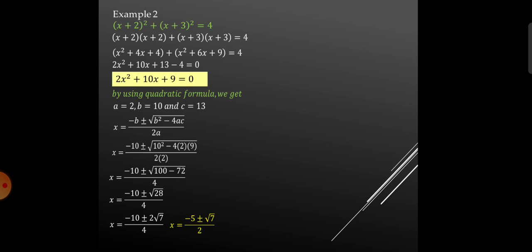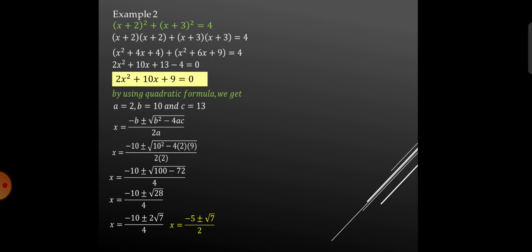Then, ang denominator nga 4, pila day ka 2 sa 4? It is 2. Mao na, ang final answer is highlighted as yellow. X equals negative 5 plus minus square root of 7 over 2. That is the general root.